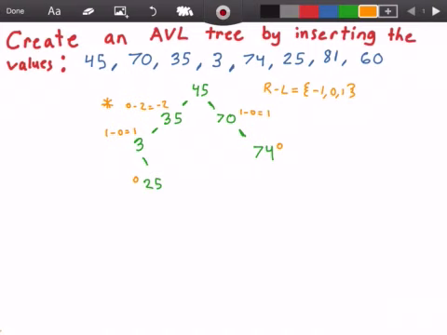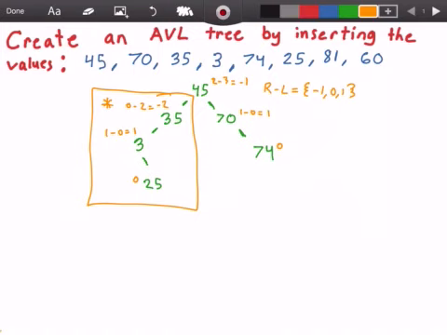And if we look at 45, we get 2 minus 3, which gives us -1. Okay, so 45 seems to be okay. So we need to take a look at this subtree here, and we need to do what's called a left-right rotation.